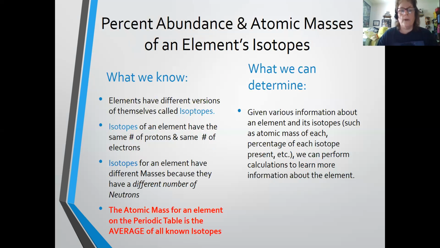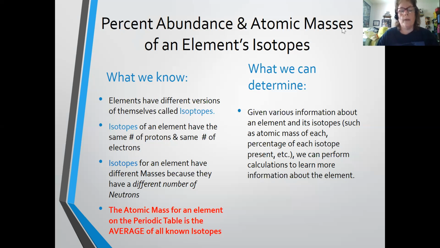All right, so we have something called percent abundance, and you have atomic masses of an element's isotopes. So what do we know? Elements have different versions of themselves called isotopes. Isotopes of an element have the same number of protons and the same number of electrons, again, as long as it's a neutral stable atom. Isotopes of an element have different masses because they have different numbers of neutrons.